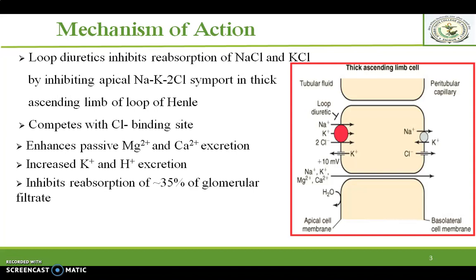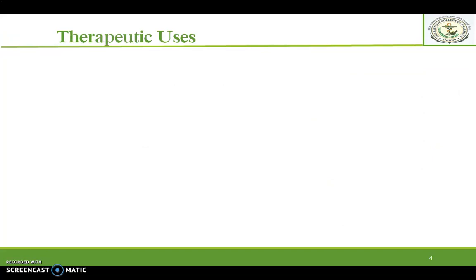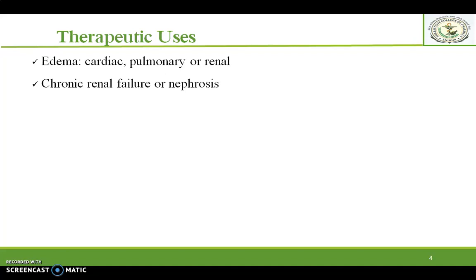Let's begin with the therapeutic uses. It can be used in edema. Edema is nothing but the condition in which there is fluid retention or fluid deposition. So it can be used in cardiac edema, pulmonary edema, or renal edema also. In chronic renal failure or in nephrosis, it can also be used.